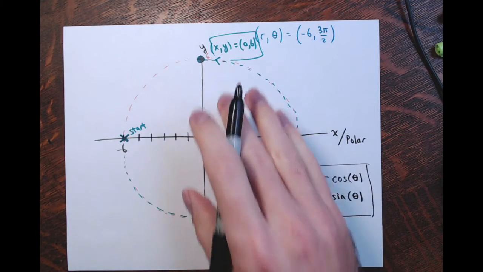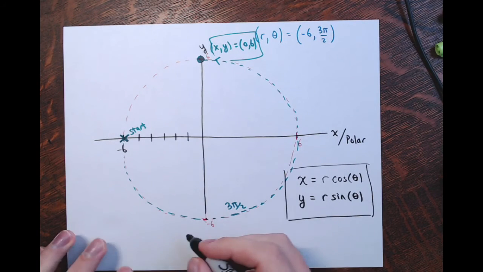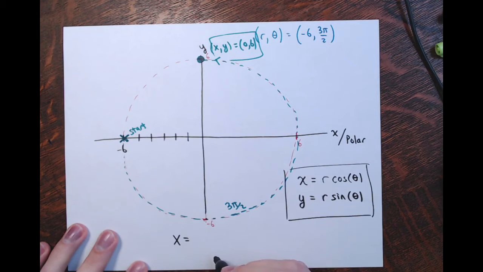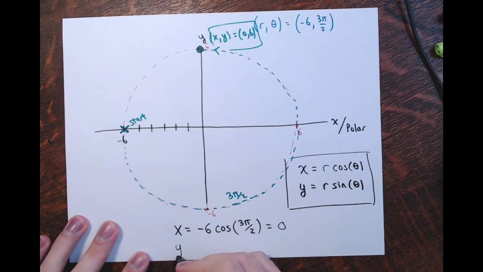Let's use these just to double check, to make absolutely certain. The value of x in rectangular is going to be the value of r, which was -6, times the cosine of the value of theta, 3 pi over 2. Hopefully you remember that the cosine of any odd multiple of pi over 2 is 0. So the x-coordinate is 0, which we're seeing. And the y-coordinate will be the value of r, negative 6, times the sine of 3 pi over 2.